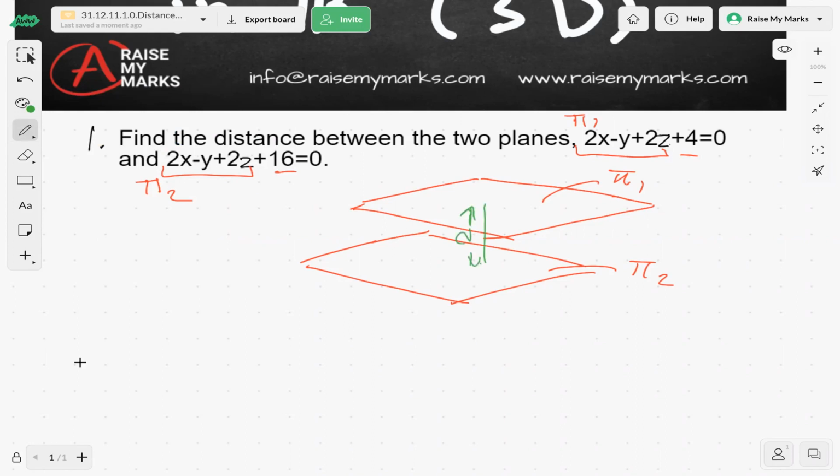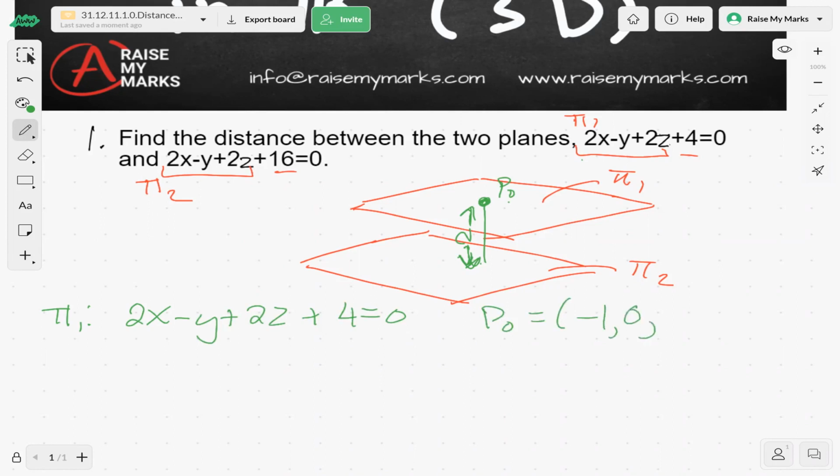What we can do is find a point P0 on one plane and then apply our expression for the distance from that point to our second plane to get the distance from one plane to the other. So why don't we do this? Let's try and find a point P0 on our plane pi 1. Pi 1 is the plane 2x minus y plus 2z plus 4 equals 0. I'm going to look for a point on here. Let's try the point P0 equals -1, 0, -1.